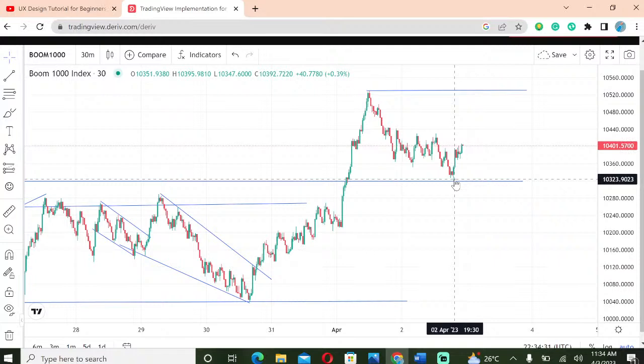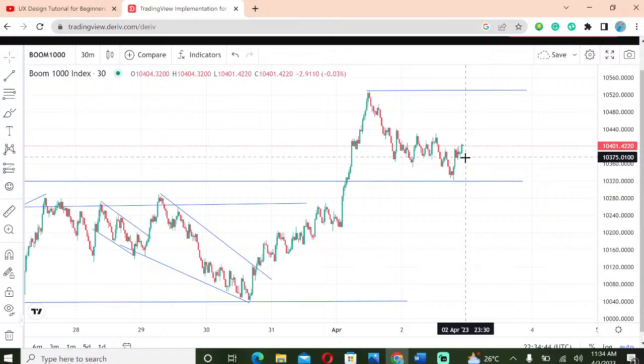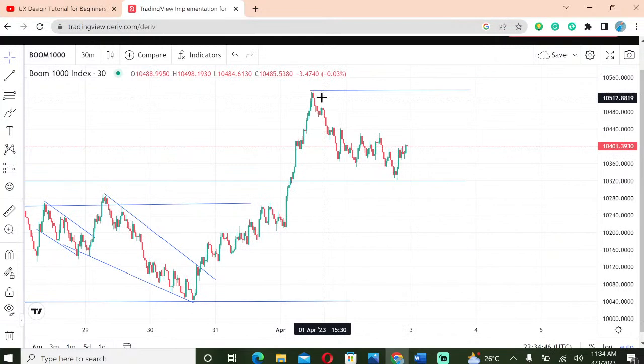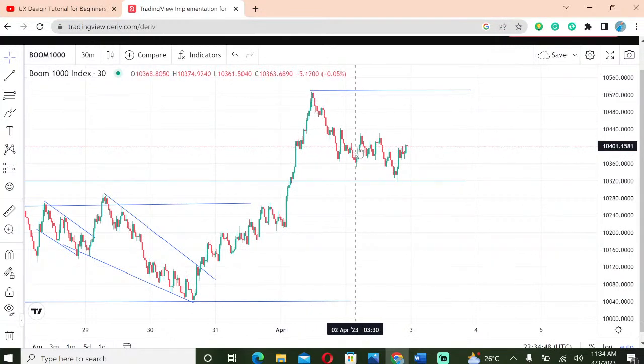Yeah, that's one thing about Boom 1000. When it keeps on spiking for some hours, it reverses back by selling for some time before it gains its power back. So what do we do now? What we need to do is to identify this particular zone. We need to identify all the weak areas and the weak points that we see there.